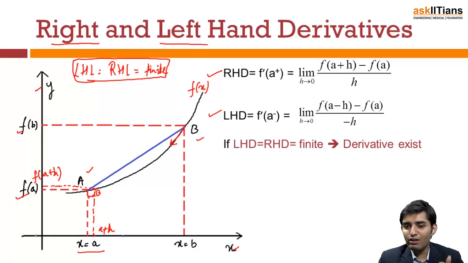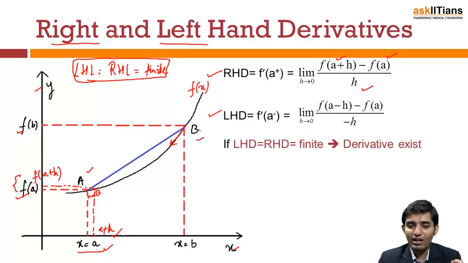Now what is dy by dx? dy by dx is nothing but change in y with respect to change in x. So what is the change in y? Change in y is f of a plus h minus f of a. And what is change in x? Change in x is nothing but a plus h minus a, which is h. So this is the right hand derivative.